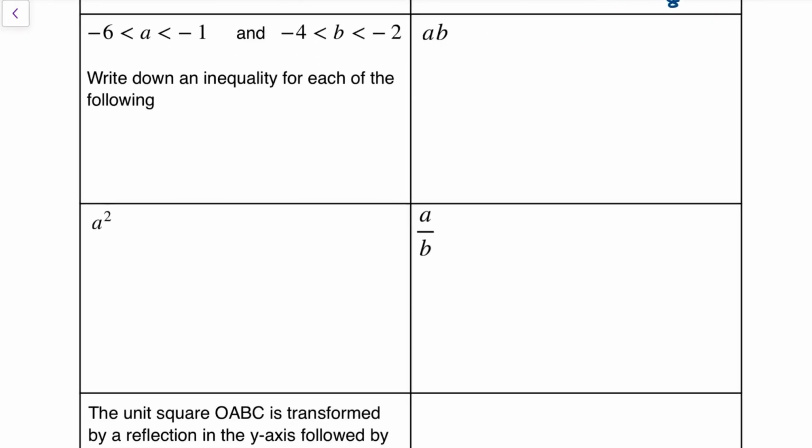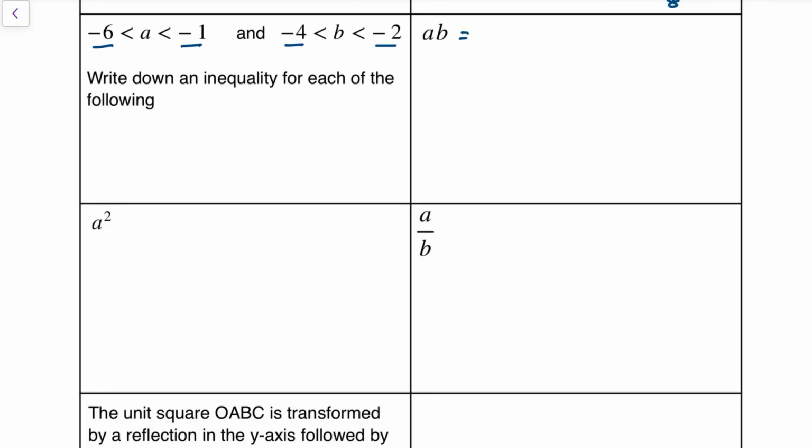Next question. Okay, so I've got a couple of inequalities. Write down an inequality for each of the following: ab, a squared, a over b. So a quick think. The key to this question, I've just realised, is all these numbers are negative. So when I'm doing a negative times a negative, it's a positive. Negative squared is a positive. Negative divided by a negative is a positive. So actually, it's quite a clever question. It's basically involving you understanding what makes a number more negative, but then larger when you multiply it by each other.